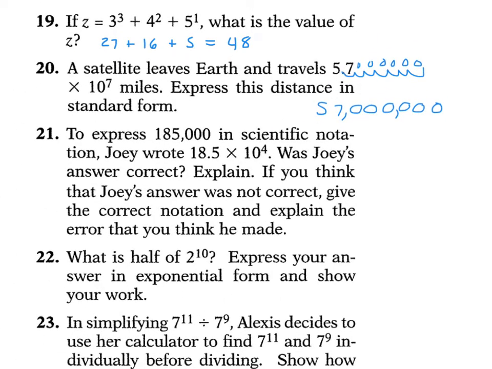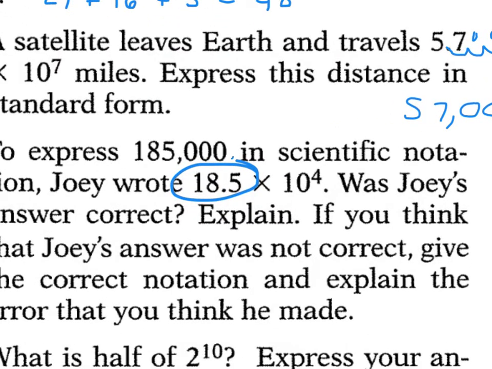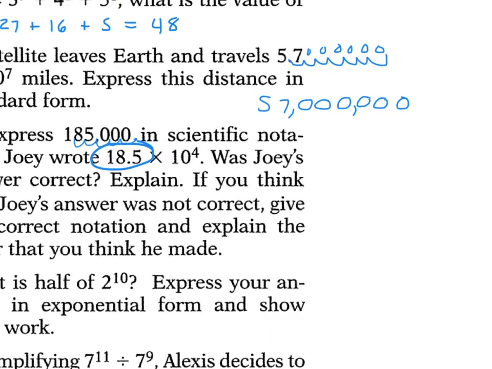Number 21, to express 185,000 in scientific notation, Joey wrote 18.5 times 10 to the 4th. Was Joey's answer correct? Explain. So here we know that Joey's not correct because this number needs to be between 1 and 10, and 18 is more than 10, so that's not right. So we would just have to move our decimal one more place. So when writing this in scientific notation, we count how many times we move our decimal, so it goes from there to 1, 2, 3, 4, 5. So we have 1.85 times 10 to the 5th power.